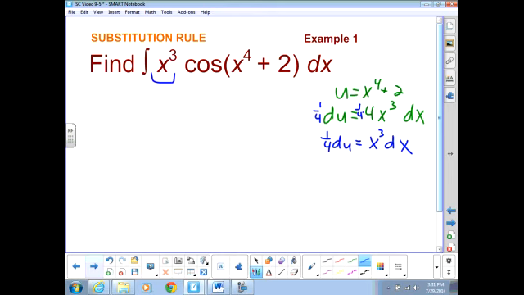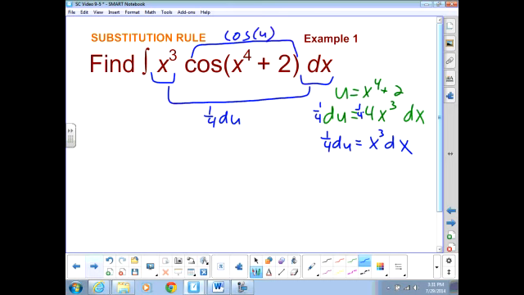Notice now what we have is these two together. Those are going to become 1/4 du. Okay, so again, it might not always just be a plain old du. You might have a constant. And this part is going to become cos u. So we'll go ahead, we'll set up our antiderivative. We'll have 1/4 cos u du.